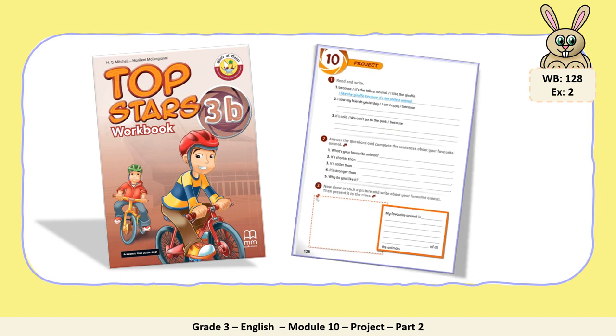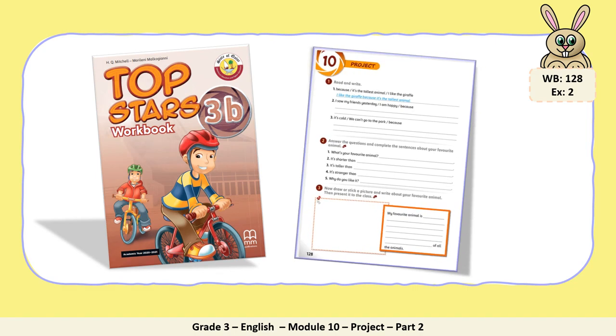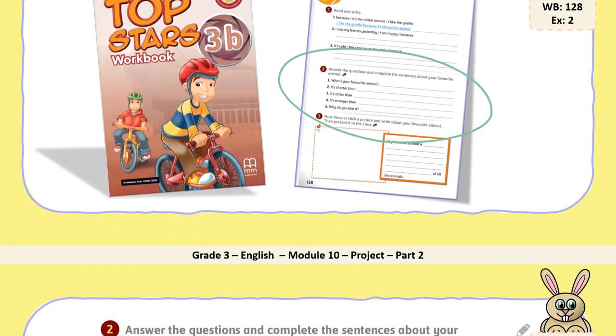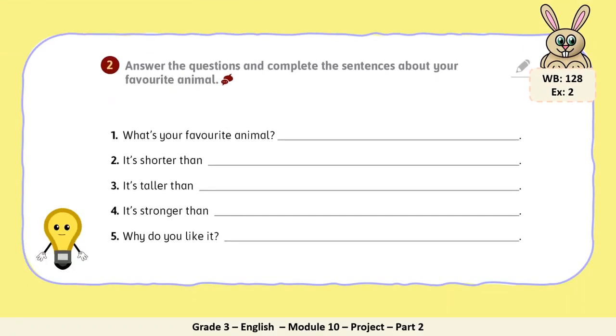Now open Workbook page 128 and go to exercise number 2. We will read the helping questions or sentences, then we will write down our answers here in exercise number 2 from our 4 square paper. Are you ready? Number 1. What's your favorite animal?